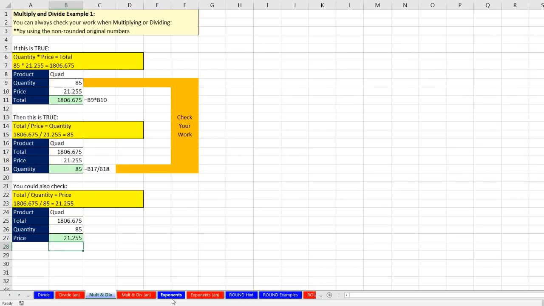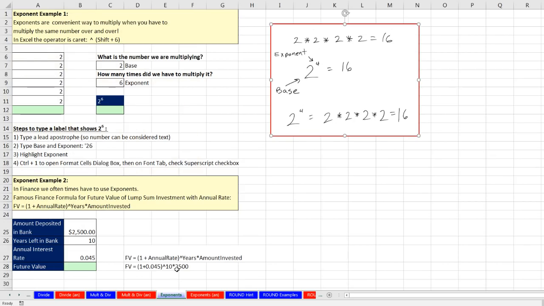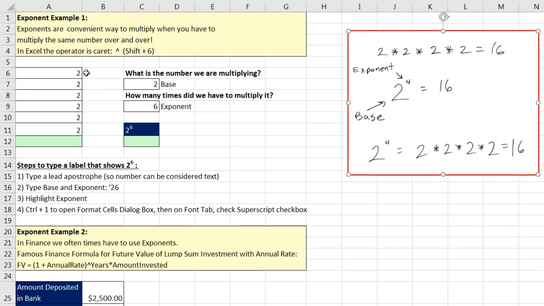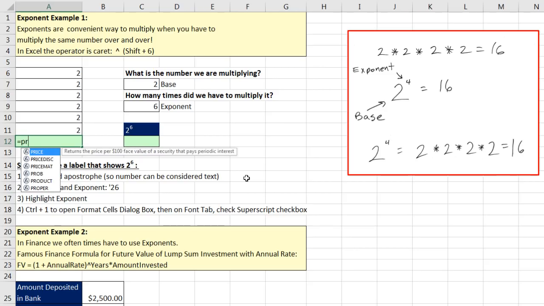All right, now let's go over to this sheet, exponents. And here's our first example. 1, 2, 3, 4, 5, 6 2s all in a row. Now, if you had a column of them, this is easy enough to simply use the product function. Product function will multiply all those. Highlight the range. It takes 2 times 2 times 2 times 2, and so on.